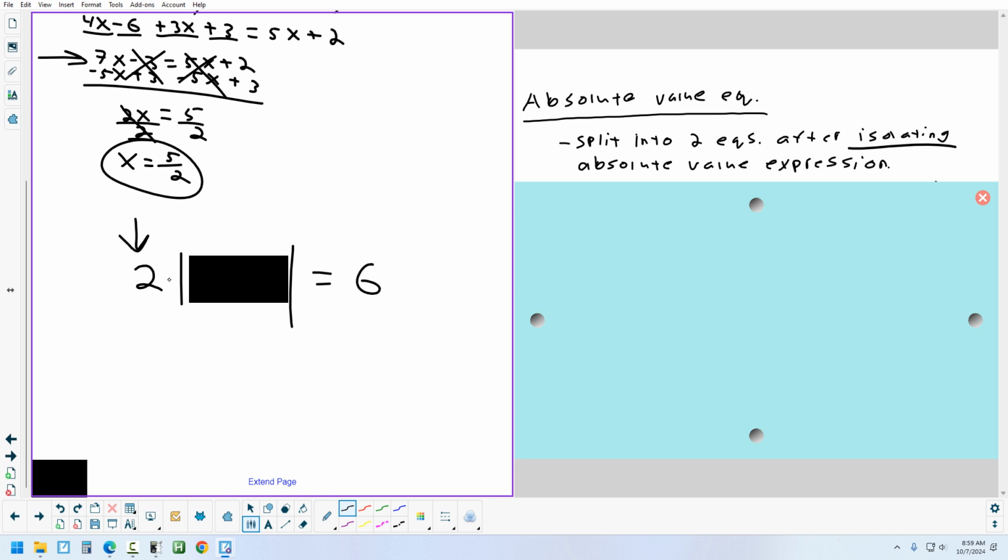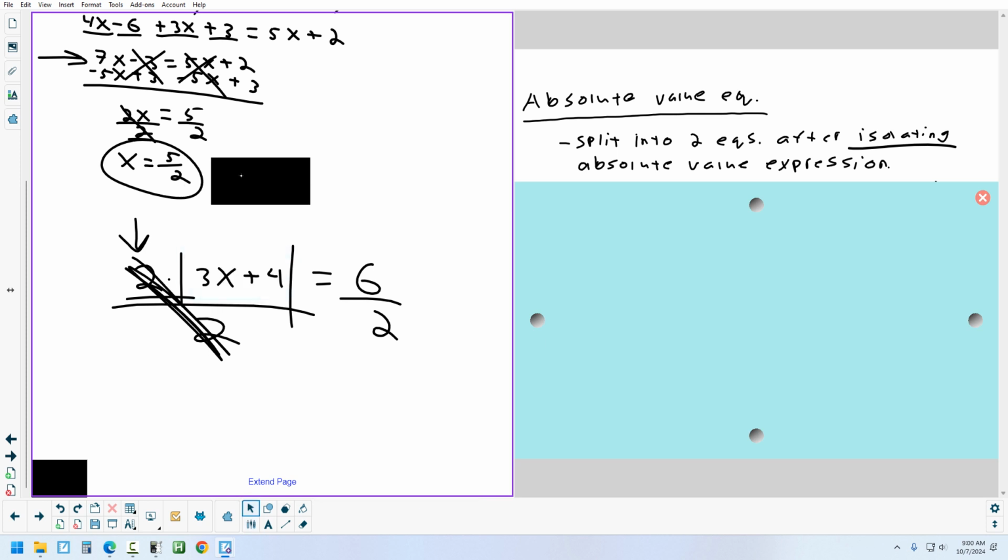So how would you get that times 2 on the other side? Yeah, you just divide by 2. So divide by 2, divide by 2, and now the absolute value is by itself. Okay, but that's the first step. You have to make sure you isolate the absolute value. Once you isolate it, then yes, it's important what's inside there because we're going to split it into two problems.